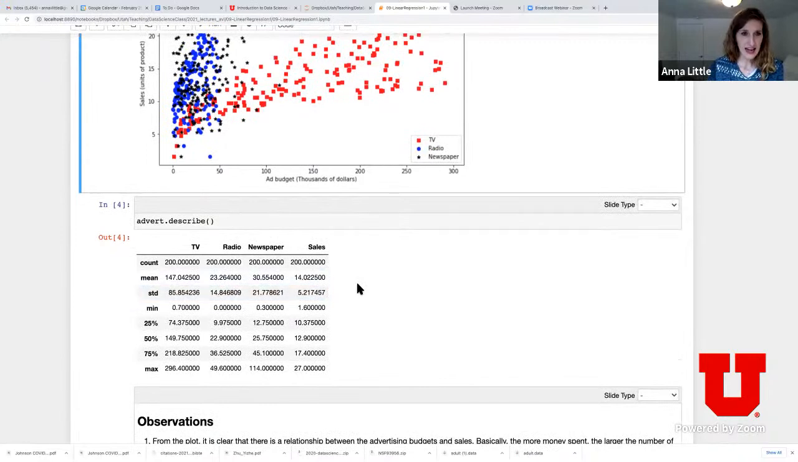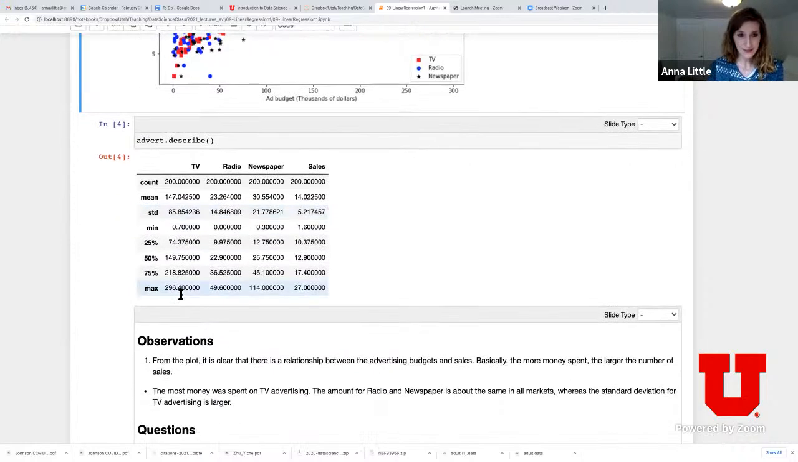We can use the describe function to get a little numerical summary here. What we see is that, yes, the mean for TV is much larger than the mean for radio and newspaper, and its standard deviation is a lot larger than the other two. So TV is dominant both in terms of the mean and the amount of variance.